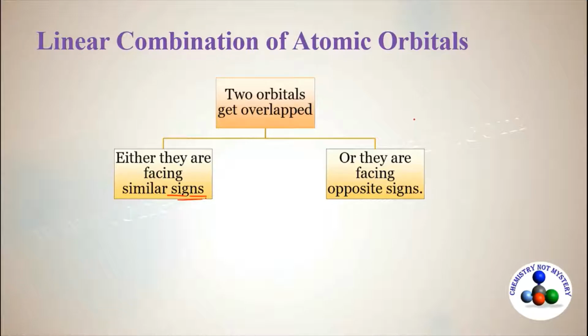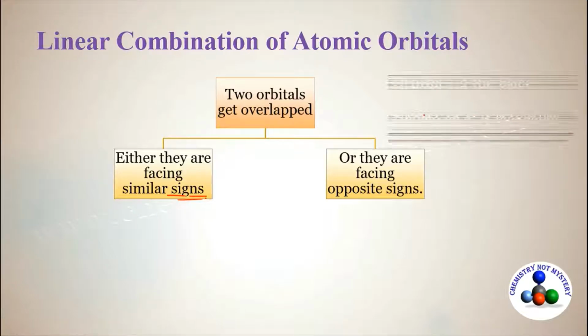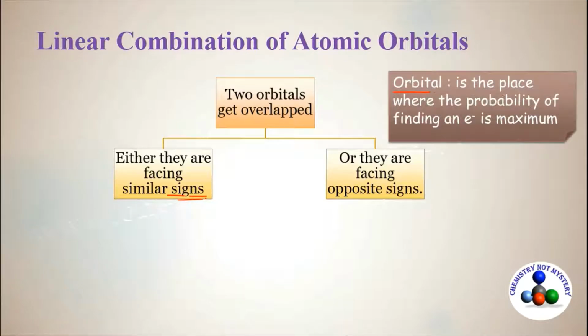If you remember, molecular orbital theory is based on the dual nature of electron. And what is an orbital? Orbital is the place where the probability of finding an electron is maximum. That means it is a place of electron. If electron has the dual nature, orbital will also have a dual nature. If we consider electron as a wave, orbital can also be represented by a wave function.